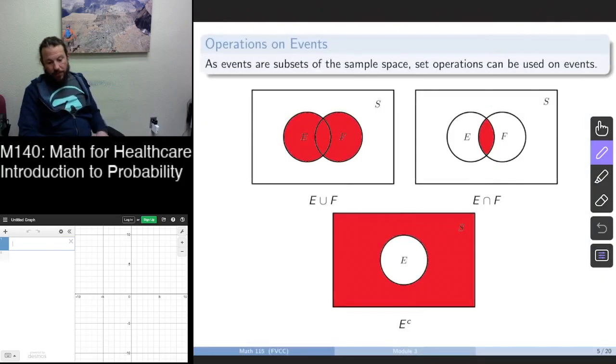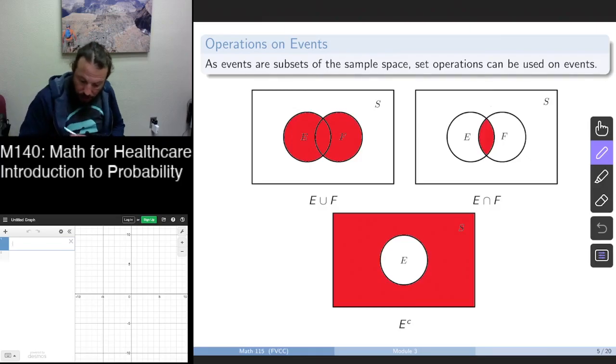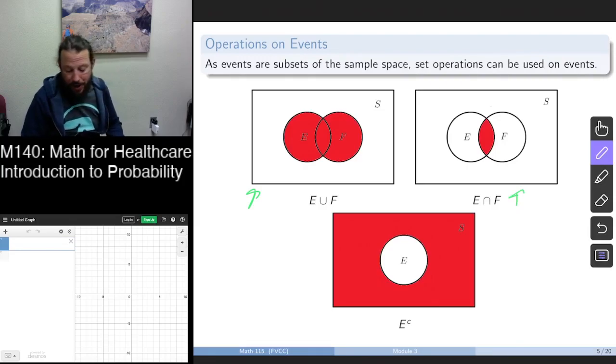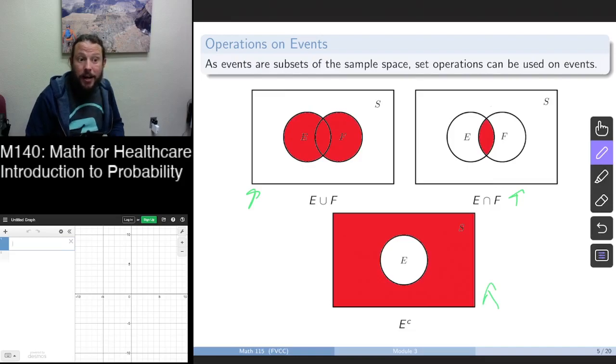Since events are subsets of the sample space, we can always use set operations on events. In other words, E union F: what does it mean? That either the event E or the event F happened, right? Intersection: the event E and the event F happened. And E complement is E did not happen, in words.